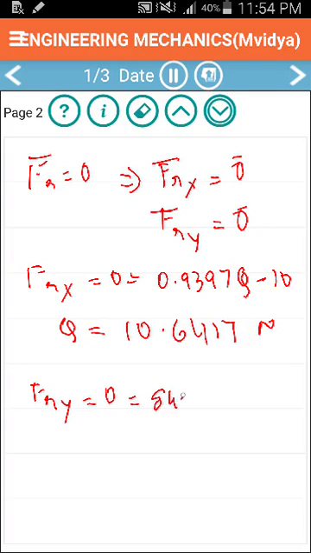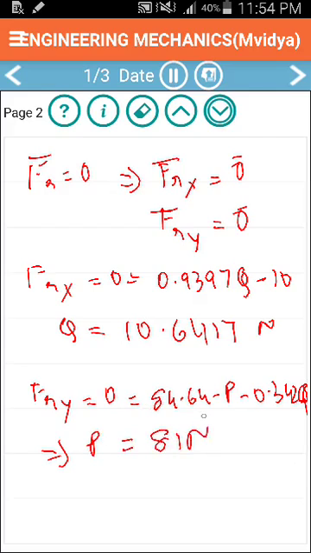And since the y component is 0, if I add, I'll get 34.64 plus 50 is 84.64 minus P minus 0.342 Q. If I substitute the value of Q, I get P is equal to 81 newtons. So that's the magnitude of force P and Q.